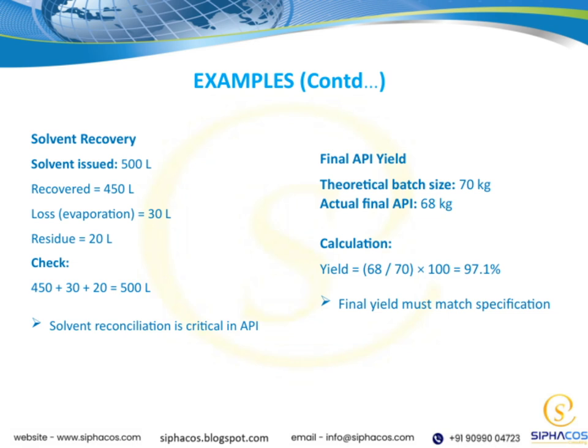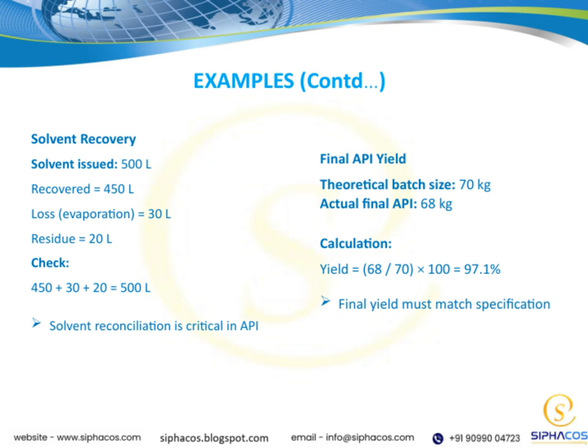Next, let's examine solvent recovery. We issued 500 liters of solvent for this batch. After processing, we recovered 450 liters, which shows us how much solvent was successfully reclaimed. The evaporation loss, or the solvent that evaporated during processing, was 30 liters. Additionally, there was a residue of 20 liters that couldn't be recovered.